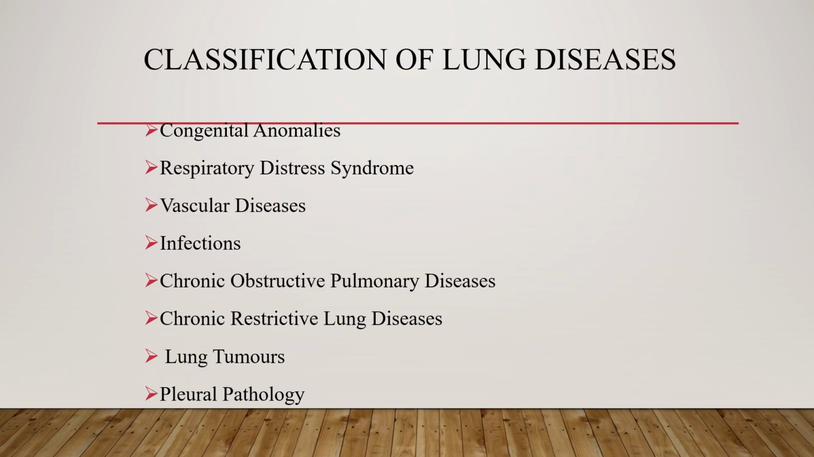Now, this is a brief classification of lung diseases into different groups. Over the subsequent course of lectures, we will study all these diseases one by one in detail. So roughly the lung diseases are classified into congenital anomalies, the respiratory distress syndrome, adult and neonatal both, vascular disorders, pulmonary hypertension being of significance, infections, pneumonia the most important one, chronic obstructive pulmonary diseases, chronic restrictive lung diseases, lung tumors, and pleural pathology. So everything will be covered in the few lectures over the course of time.